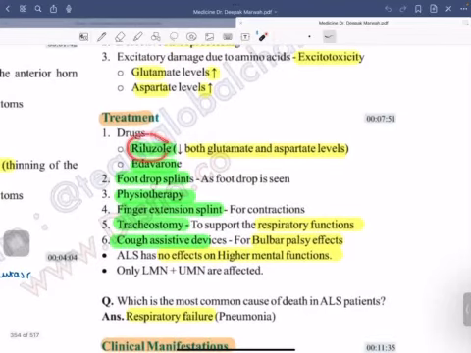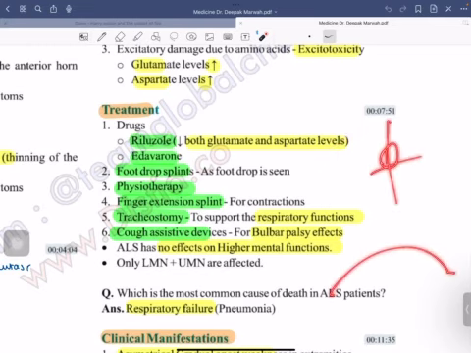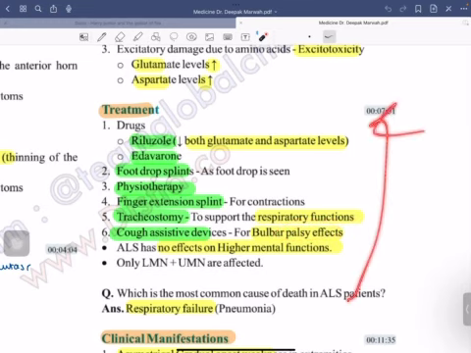Treatments: you give riluzole, which decreases both glutamate and aspartate levels, so it decreases the excitotoxic damage to the spinal cord. Then you can give foot drop splints, you can give physiotherapy, finger extension splint needs to be given, tracheostomy needs to be given because if there is diaphragmatic paralysis the patient should not die out of respiratory failure. Cough assistive devices should be given because bulbar palsy occurs, so cough reflex is lost. So cough assistive devices remove the mucus secretion that may be accumulated in the respiratory passages.